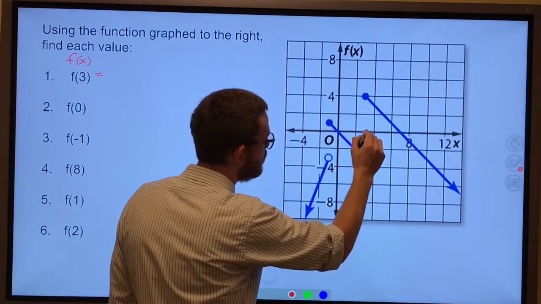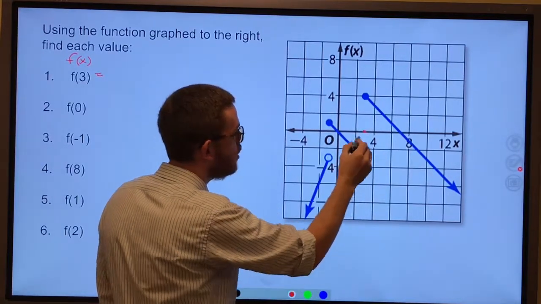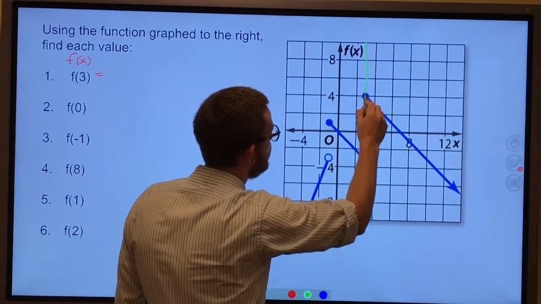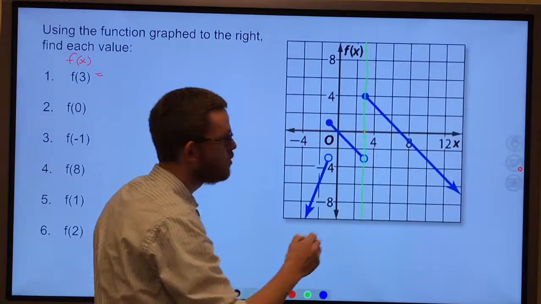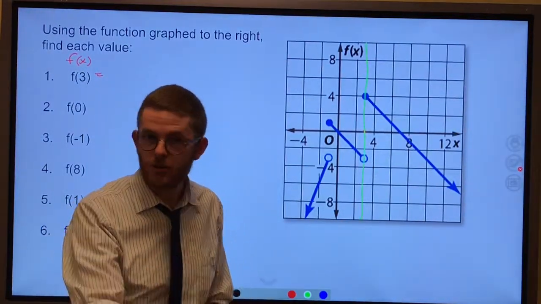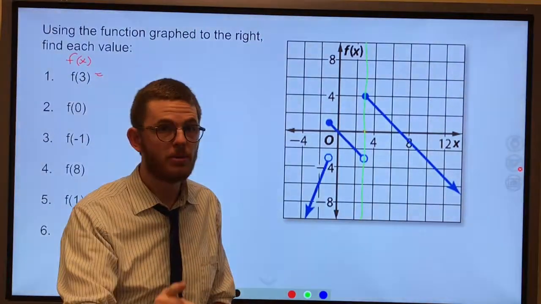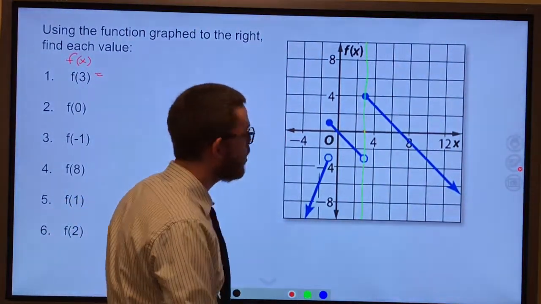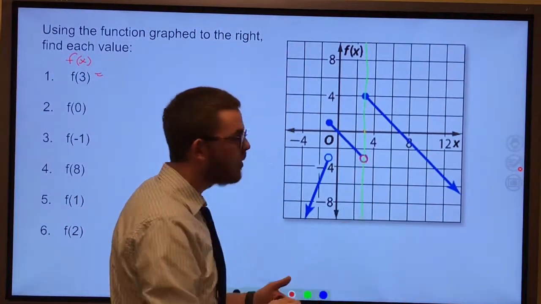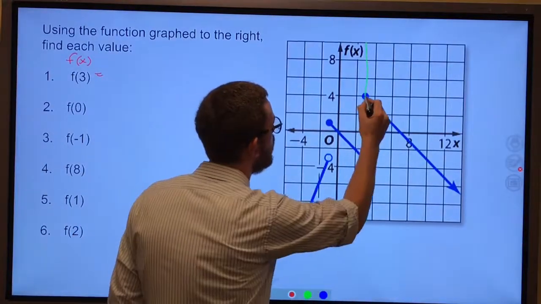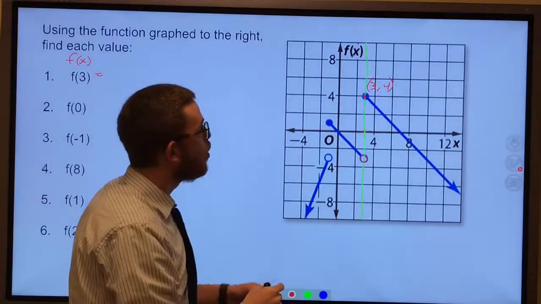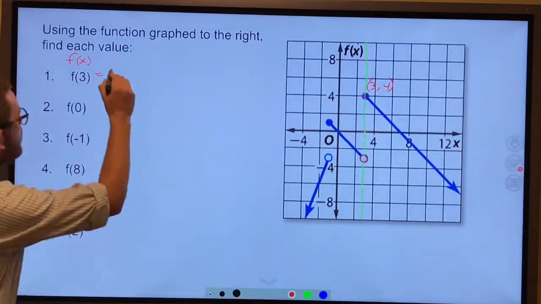The x value of 3 is about right here. We know the x value of 3. We can imagine that vertical line right there going through the x values of 3. And there's only one point on this function, and there can only be one point on the function where our x value is 3. Notice this is an open circle. A point doesn't actually exist right there. Where our point is right here. That is the point 3, 4. When the input is 3, the output is 4.